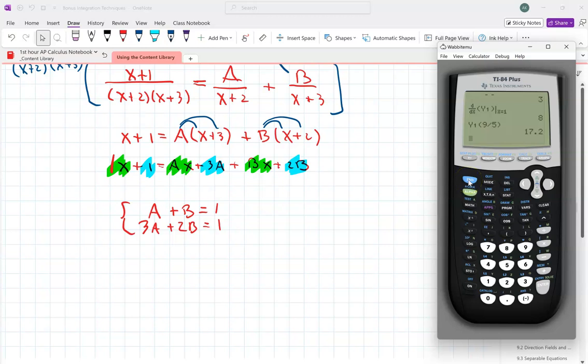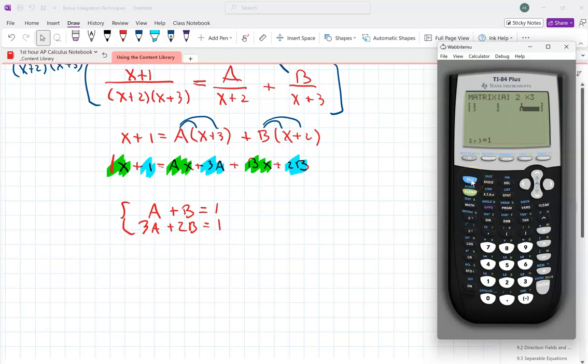So what I'm going to do is enter this system as a matrix. So I'll press second and the x to the negative 1 button to open up the matrices menu. I'm going to go to the edit tab. So this system I have has 2 rows and then 3 columns. So I need a 2x3 matrix. The entries in that matrix are just going to be the coefficients from the equations. So first row is 1, 1, 1 for 1a plus 1b equals 1. The second row will be 3, 2, 1 for 3a plus 2b equals 1.